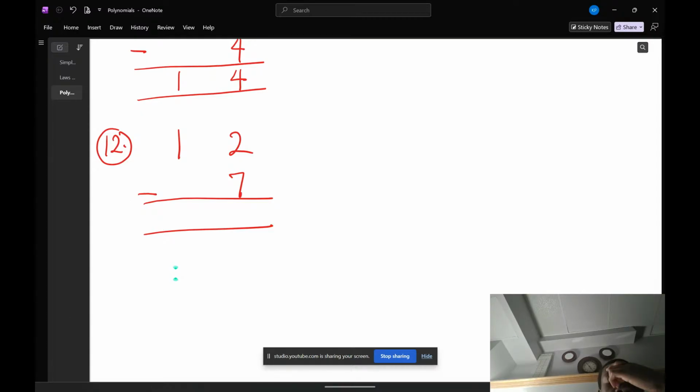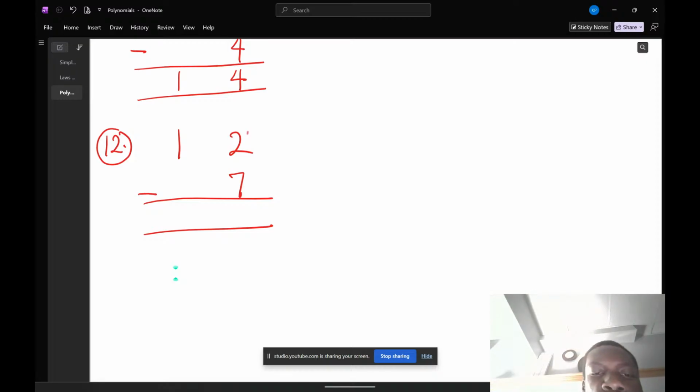So we have 12 minus 7. In this case, we can see that 2 is smaller than 7, but 2 is on top of 7. So now it looks tricky. What do we do? We have to borrow from the number that is closest to it. The number closest to it is 1.